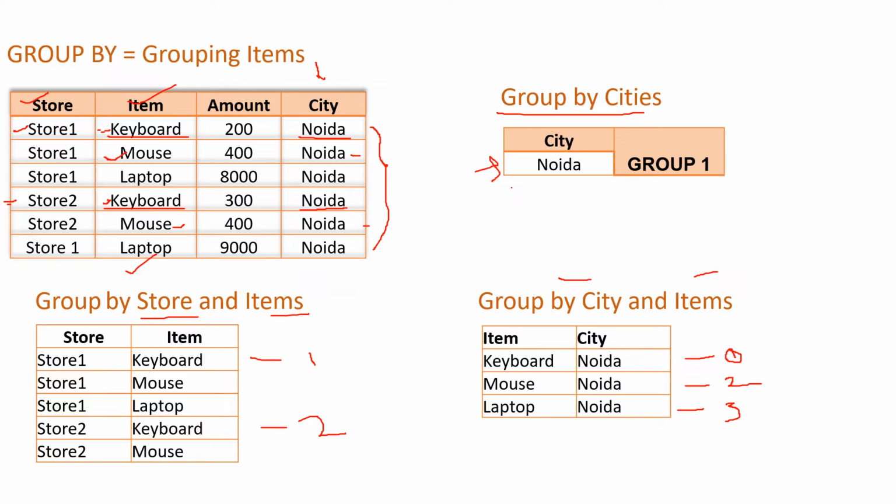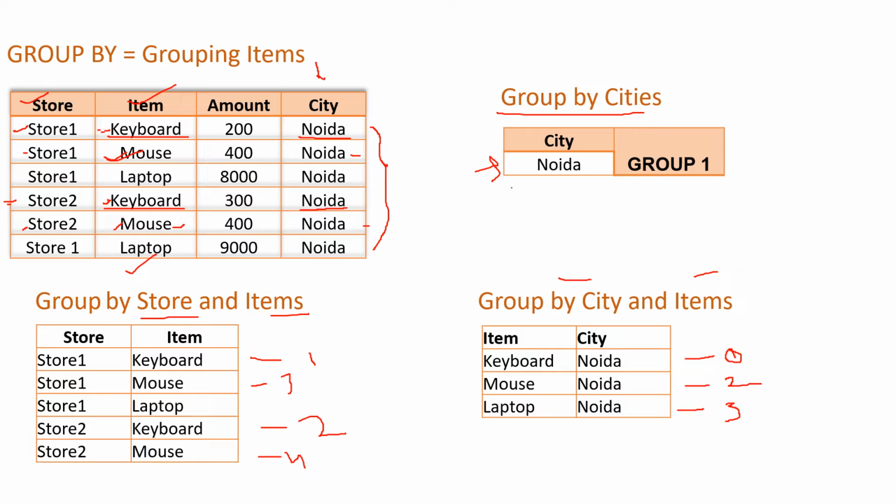Similarly for the item mouse, it's sold in store 1 and another mouse is sold in store 2. The item mouse is the same, but the store is different. So it creates two different groups. So this is the third group and this is the fourth group.